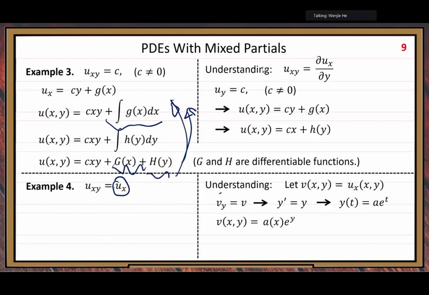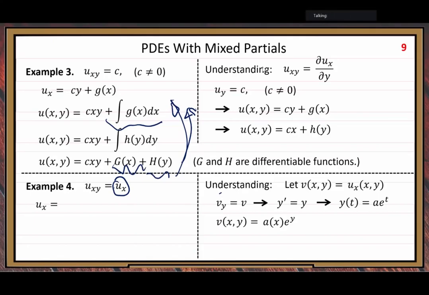V of x comma y equals a function. Because here we treat x as parameter, so our A part should include x. A is a function of x. Then e to the y. Y is the variable, y corresponds to t here. The constant part, you should include it as a function of x. All right, that's the first step.